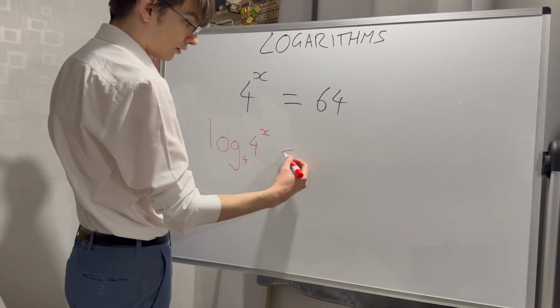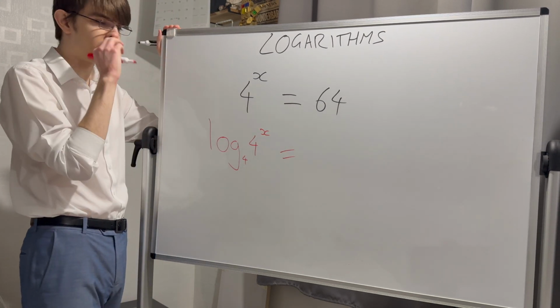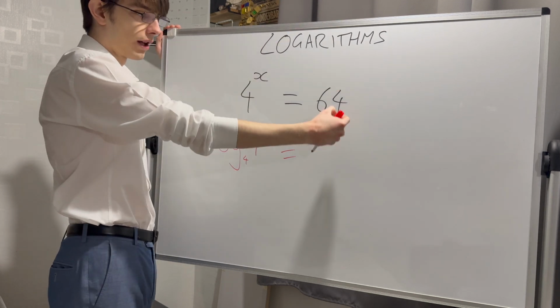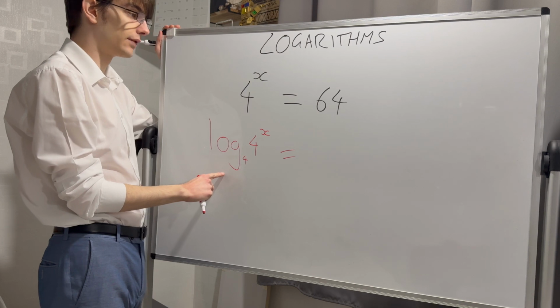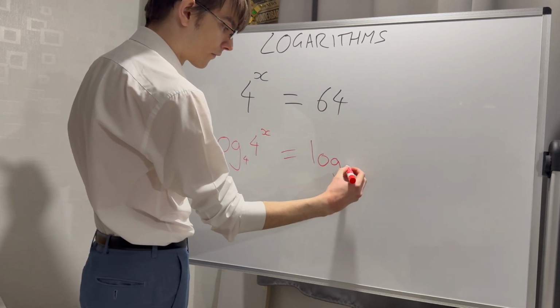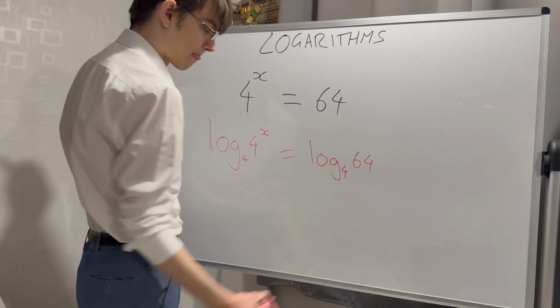Now, remember, think of it as a normal algebraic function. If we multiplied one side by something, we have to multiply the other. So we've applied log of base 4 to one side. So we are going to apply log of base 4 to the other side and throw it all in there.